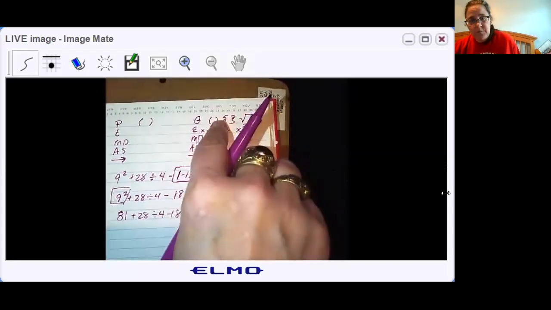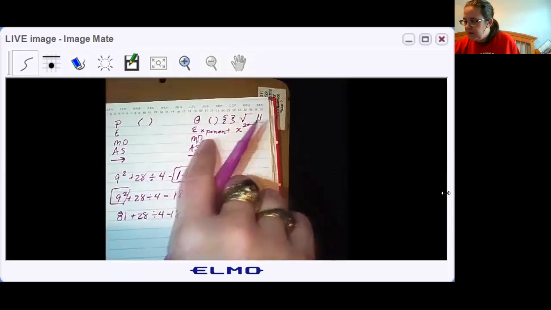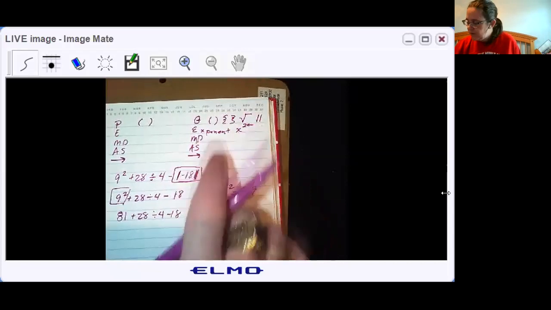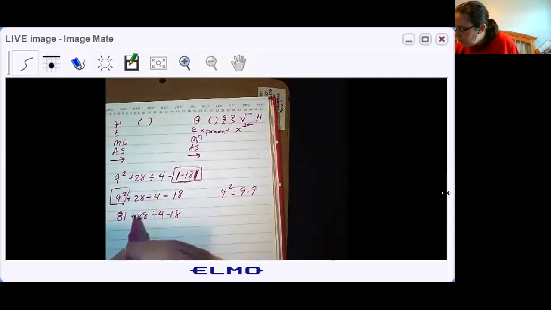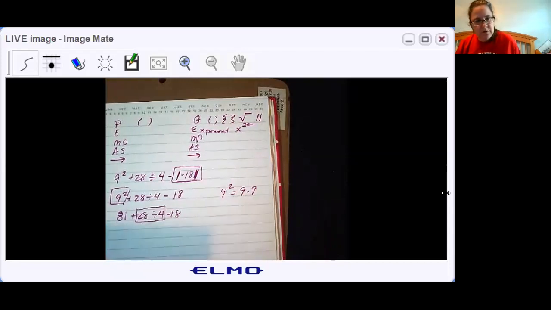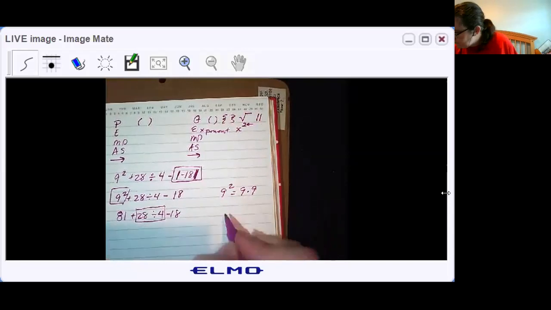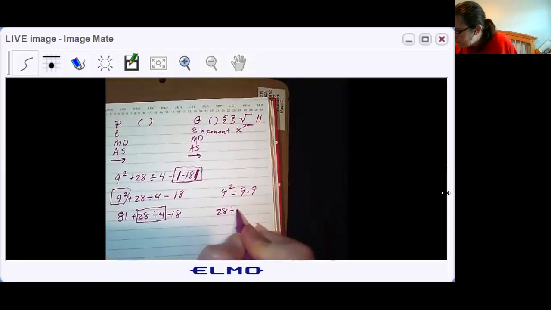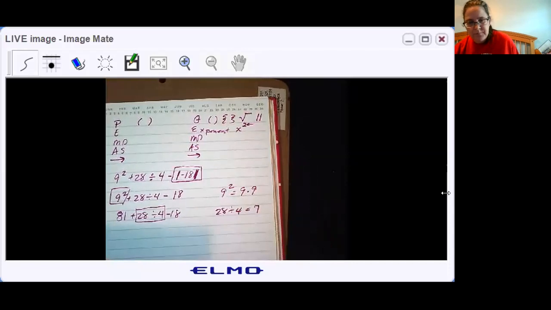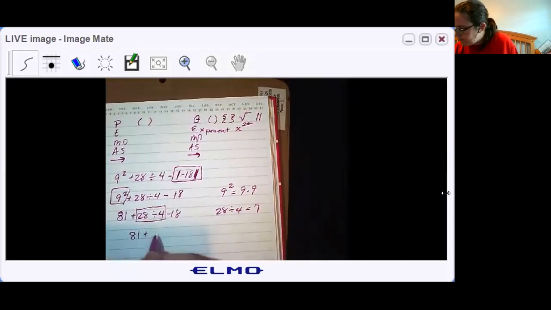So now I've done my grouping. I've done my exponent. Do I have any multiplying or dividing? Well, let's look. Right here, I have a division problem. 28 divided by 4 is 7. So this little piece right here gets replaced with 7.